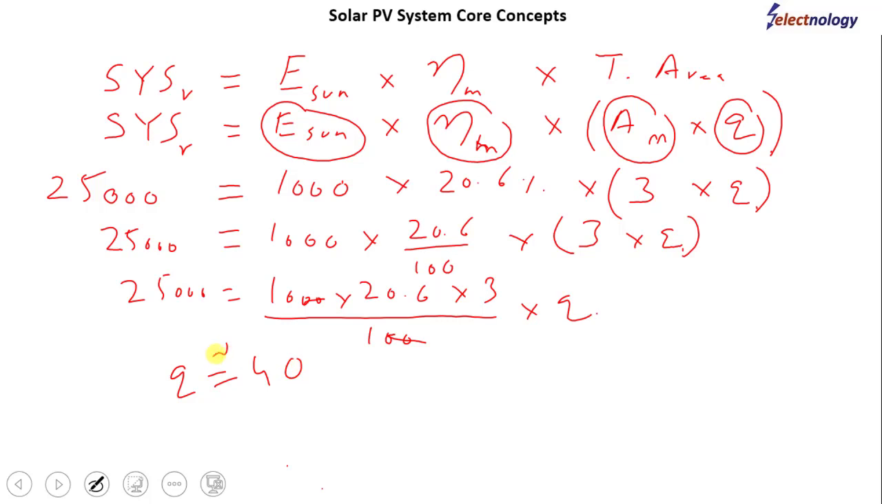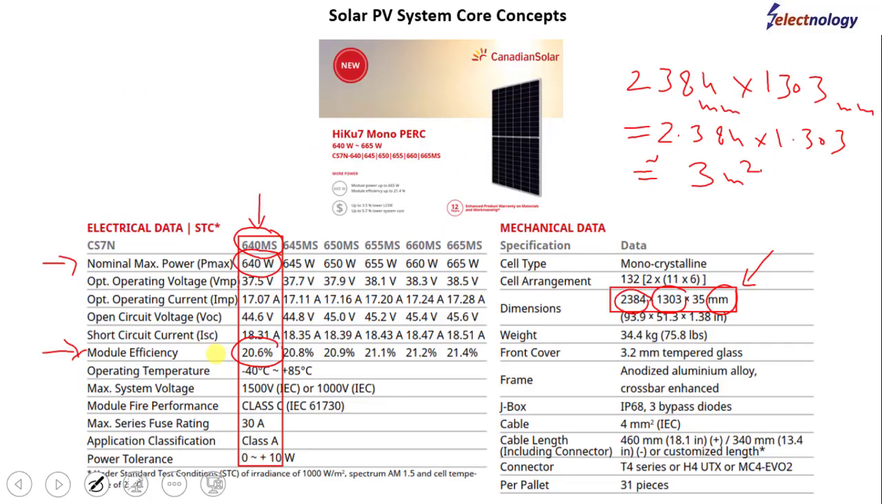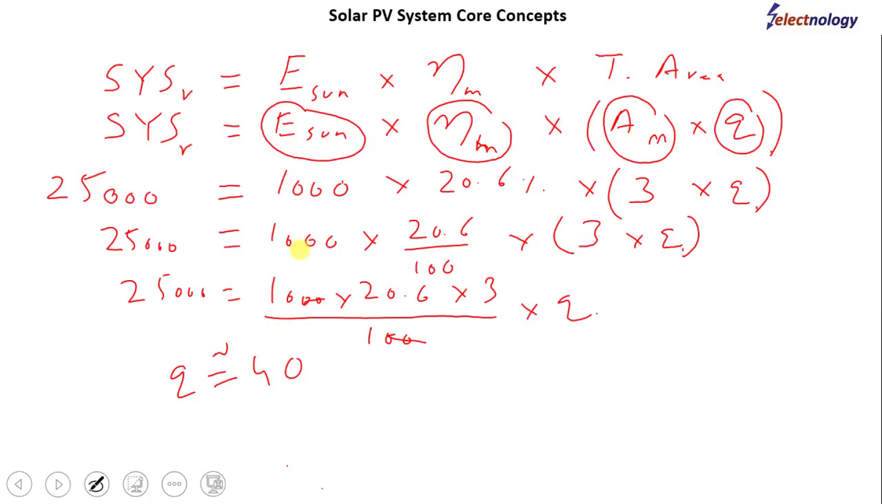Okay, so we need this PV module, we selected 640. We need 640 rated PV modules in quantity of 40 to have the PV system rating of 25,000. So 25,000 watts or 25 kilowatts will be the system rating selected.